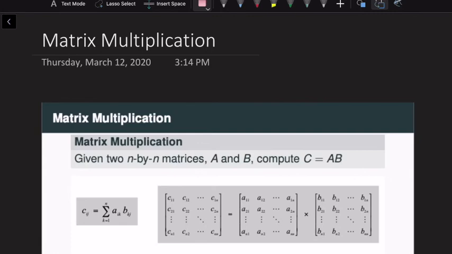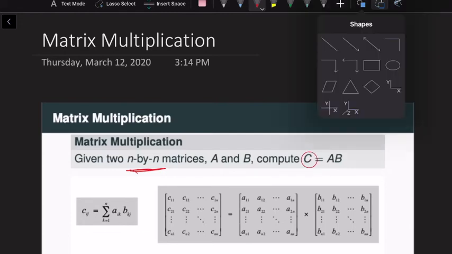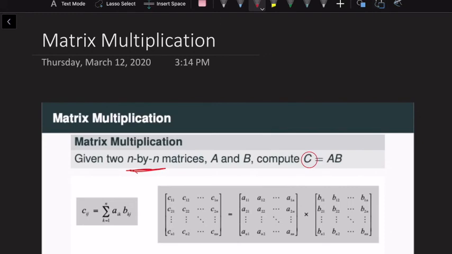So think about how we do matrix multiplication. Suppose we have two n by n matrices, and we want to multiply those two matrices to compute the product C. In order to do that, we're going to have to compute each one of these elements of C by doing multiplication. We're going to do this row times this column and then add it all up.